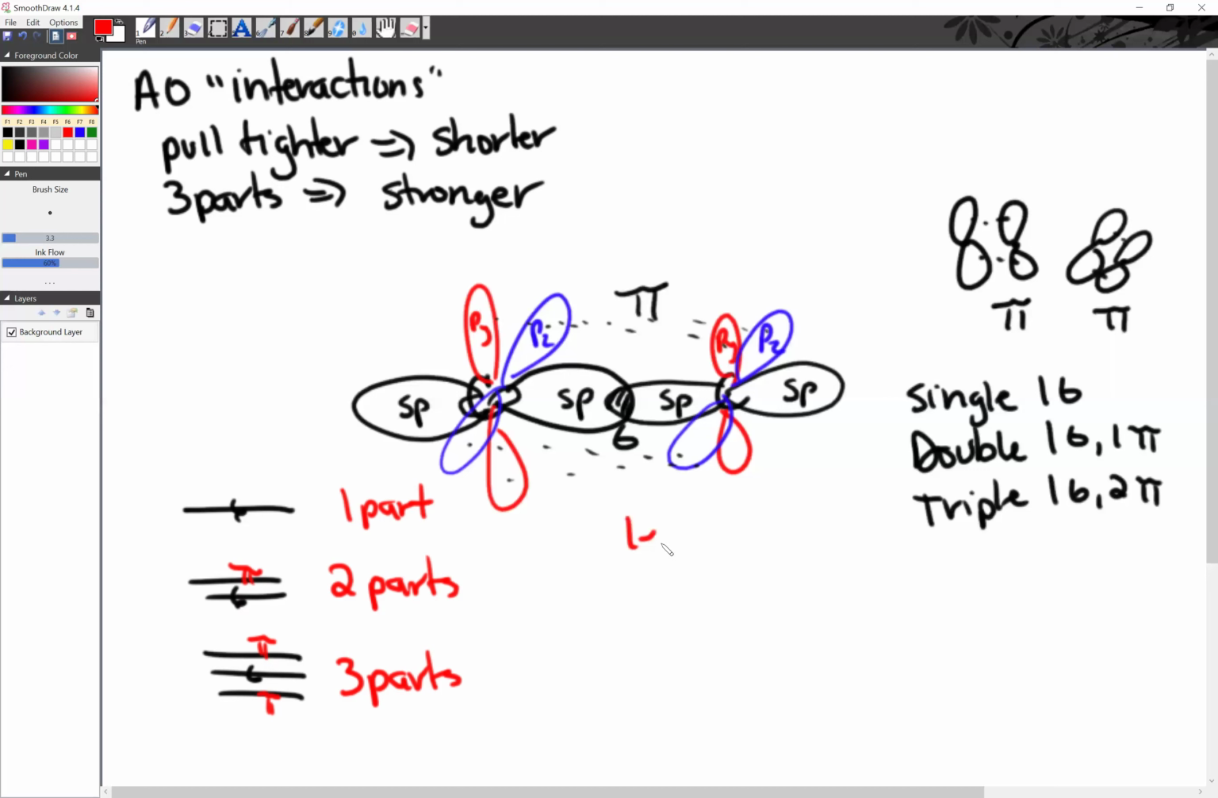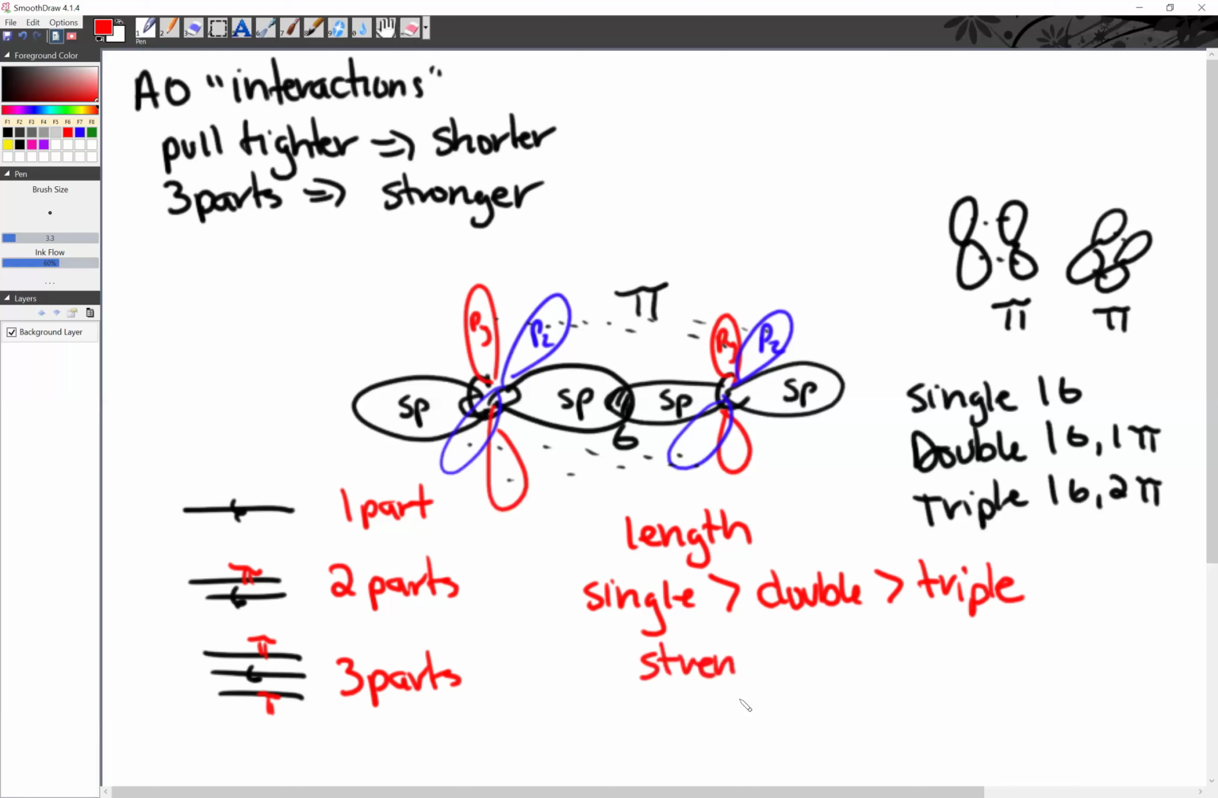So for lengths, a single is much longer than a double, which is longer than a triple because they're getting pulled in tighter. But as far as strength, now I'm talking about cleaving all the way through. Okay, so cleave all the way through. A triple is stronger than a double, which is stronger than a single.